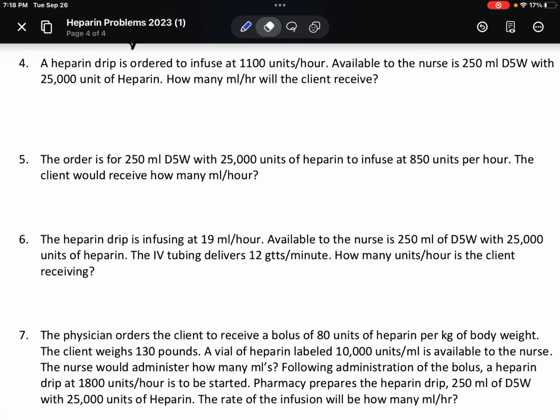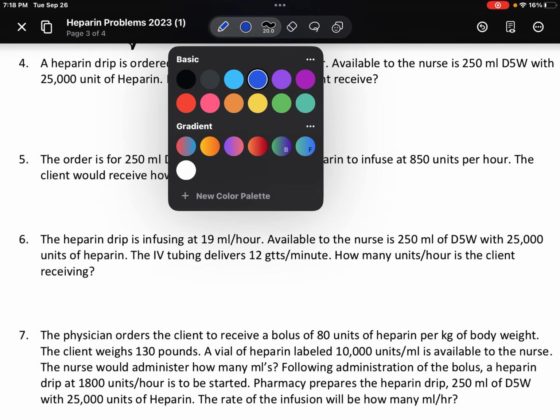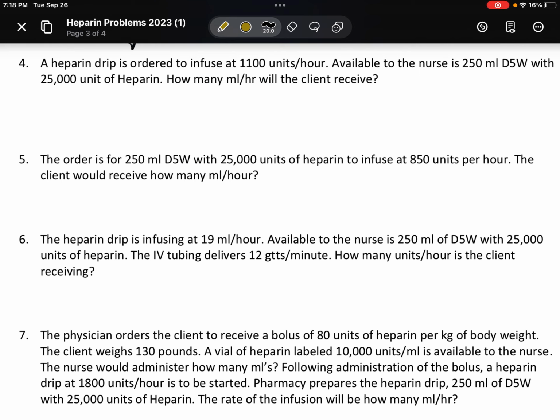So number 4, a heparin drip is ordered to infuse at 1,100 units per hour. Available to the nurse is 250 milliliters D5W with 25,000 units of heparin. How many milliliters per hour will this client receive? So I'm going to start my problem like I always do. What is it asking me for? It's asking me for milliliters per hour.